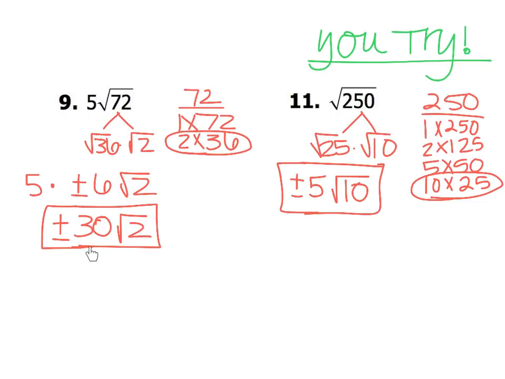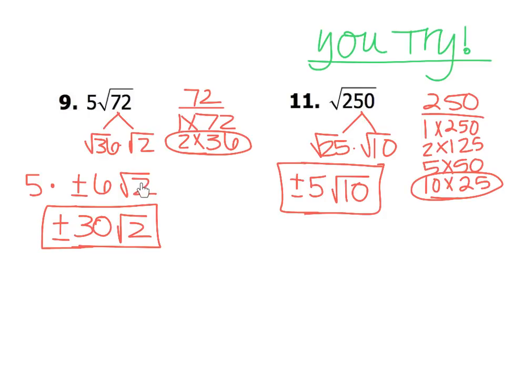Alright, so for number 9, you should have gotten plus or minus 30 rad 2. How did we get that? So first we want to look for factors of 72 that are perfect squares. We see that 2 times 36, 36 is a perfect square, so those are the factors we want to use. We break down square root of 72 to the square root of 36 times the square root of 2, and then we take the square root of 36. That gives us plus or minus 6.